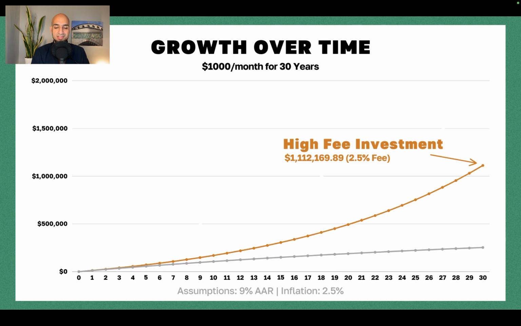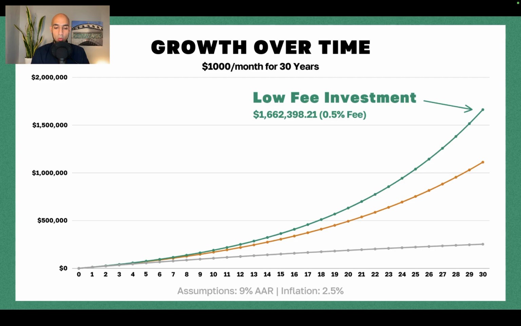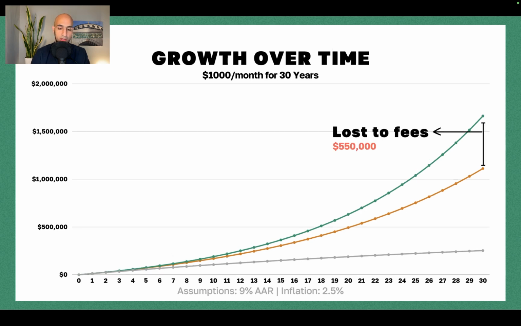But if we invested in a low fee investment fund with the same return, then instead of 1.1 million, we'd have 1.6 million. Remember that the difference in fee was only 1.5% between the high and the low fee investment. But the actual dollar cost difference between the two is over $500,000, $550,000 lost to fees. And the thing about this is that $550,000 lost to fees is entirely avoidable.